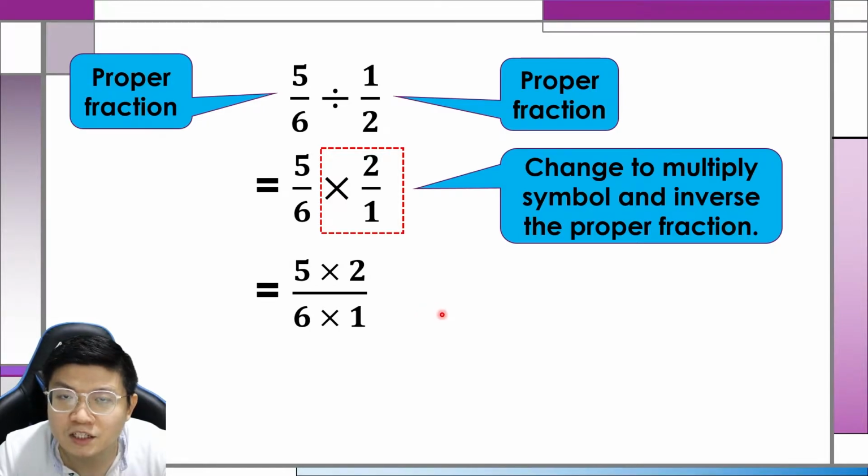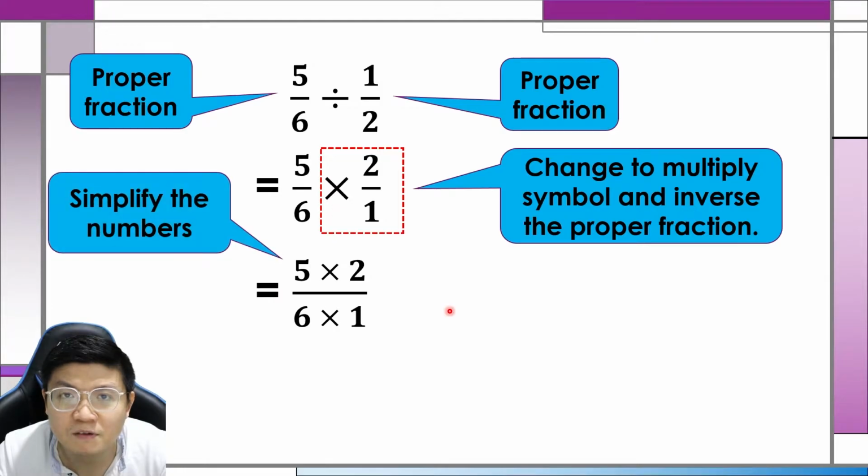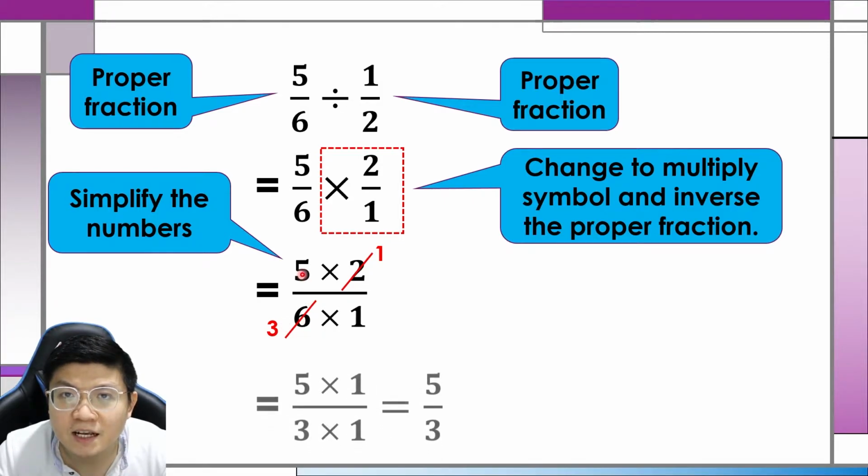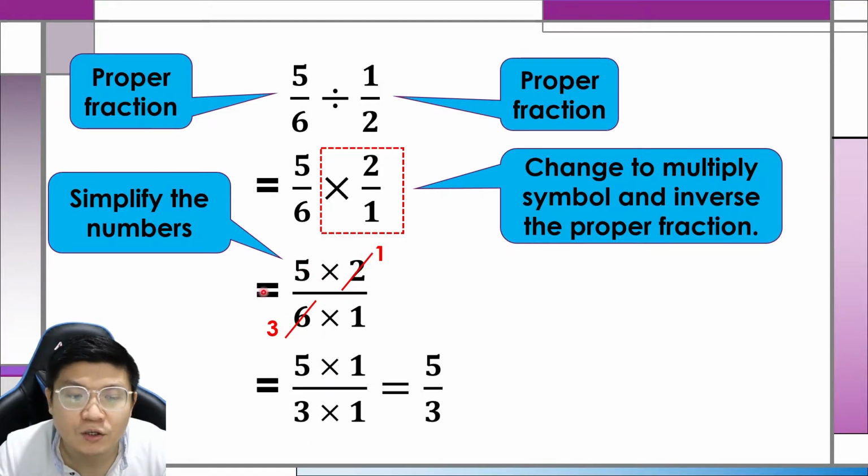Hold on, here actually you can make the number smaller by doing simplification. Right here, I found out 2 and 6 are in the times table of 2. Therefore, I can simplify it with 2. Here becomes 1 and 6 becomes 3 after you simplify with 2. Alright? Then the next step, 5 times 1 over 3 times 1. After you multiply, get 5 over 3.